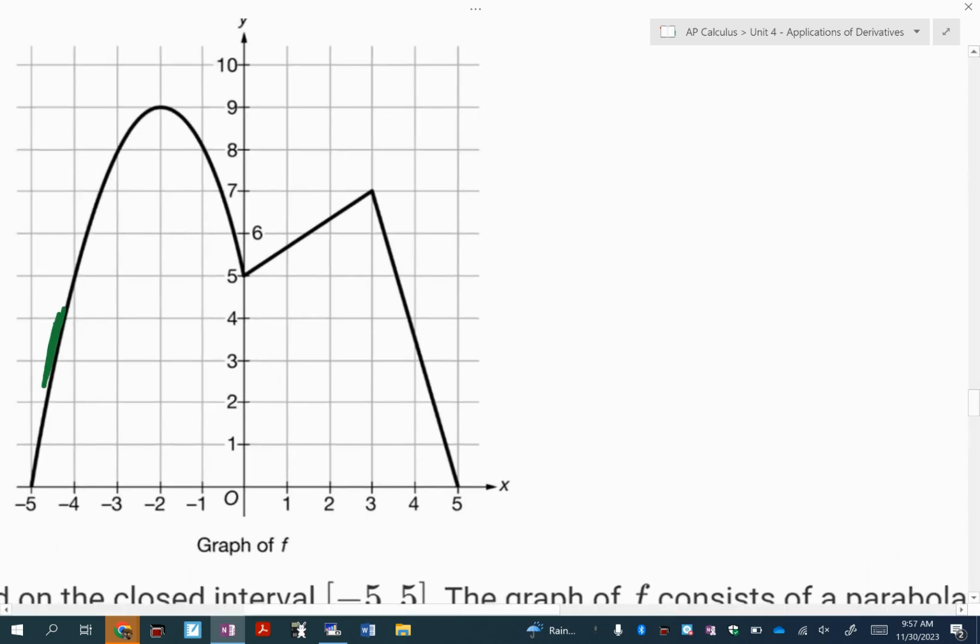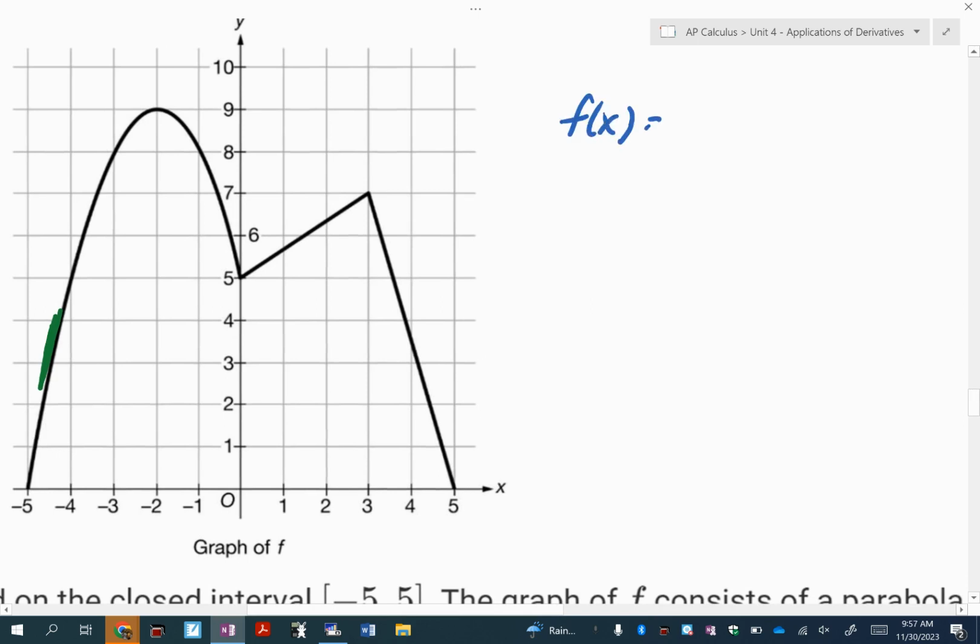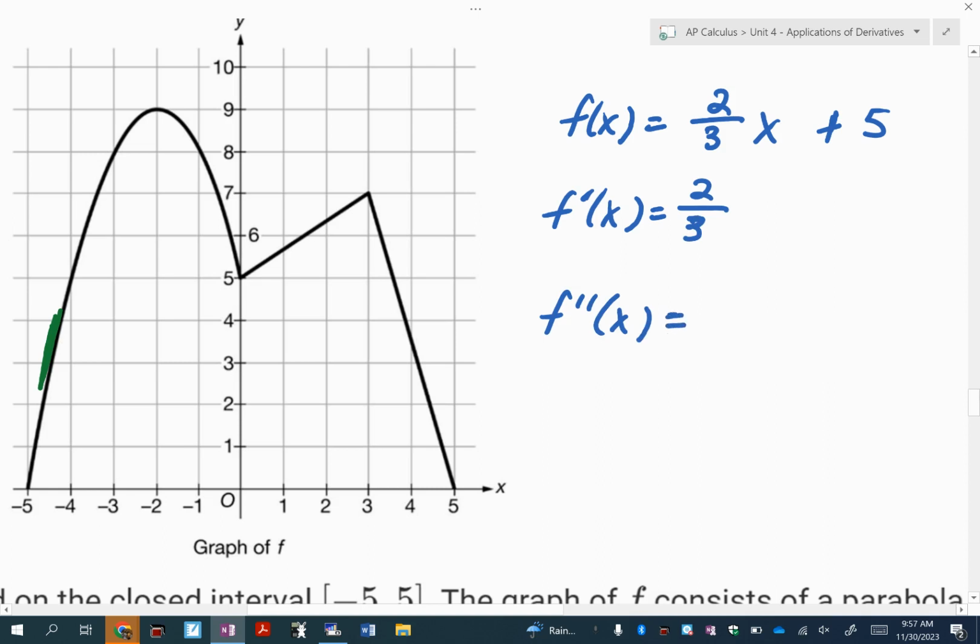And just for fun, we could write the equation of this line pretty easily. What's the y-intercept? 5. And then what is my slope? Up 2, right 3. So my slope would be 2/3. Okay? So if I took the derivative of this, what would my derivative of 2/3 x plus 5 become? 2/3.